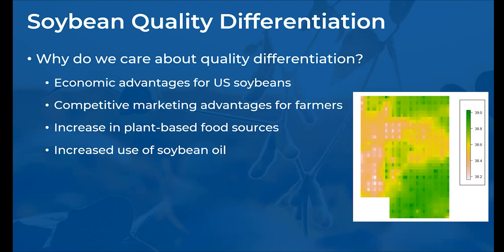Well, first, there's an economic advantage for US soybeans. When international buyers are looking to buy soybeans, the quality is becoming more and more of a decision factor. Also, we want to give a competitive marketing advantage for farmers so that when they know their quality, they can then market those soybeans differently when selling them into the market. Also, whether you eat it or like it or not, there is an increase in plant-based food sources that use lots of soybean protein products. And also, there's a large increased use of soybean oil.